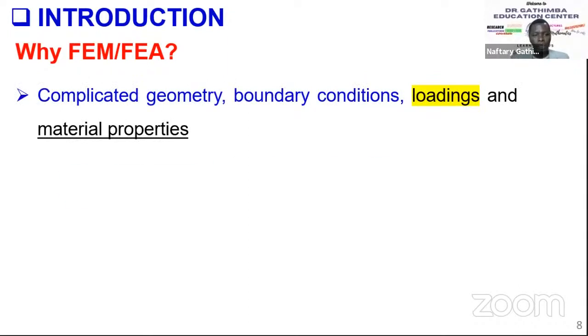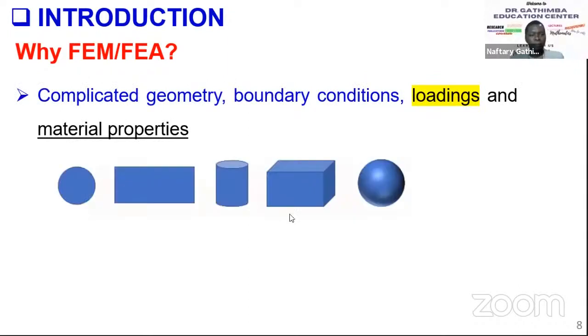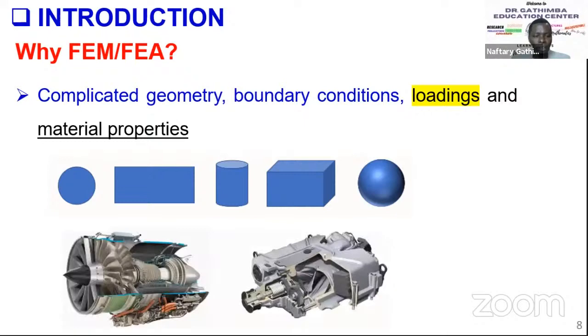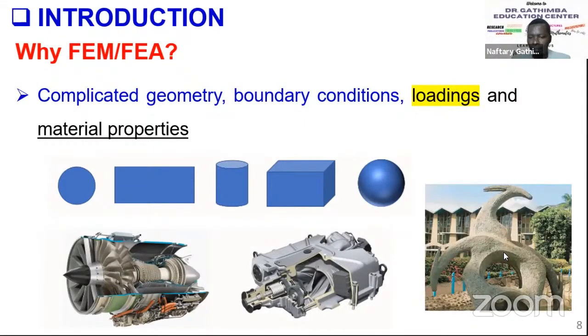Sometimes, if you look at simple shapes with known geometry, if you want to calculate the area or the perimeter and so on, we have analytical equations. Very simple, we just apply them. But there comes a case in engineering when we have complex geometry. For you who have gone to Nairobi, this is at the University of Nairobi. You can imagine you are going to design this kind of a structure.